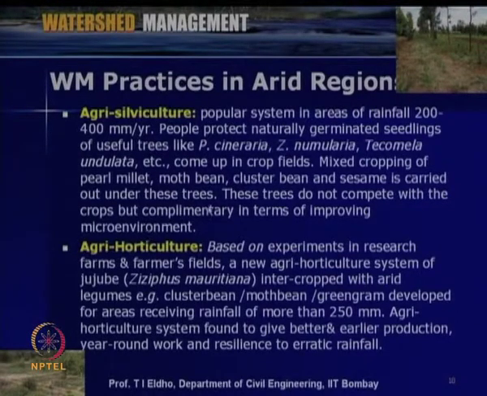And then the last one is the so-called agri-horticulture system. Throughout the world, a number of research studies were conducted, and based on experiments in research farms and farmers' fields, a new agri-horticulture system of jujube, scientific name Ziziphus mauritiana, was developed. Jujube is intercropped with arid legumes like cluster bean, moth bean, and green gram. These are developed for areas receiving rainfall of more than 250 mm per year, and the agri-horticulture system was found to give better and earlier production, so that we can go for year-round work, and this is resilient to erratic rainfall. So this is the agri-horticulture system, which is possible in the arid region.